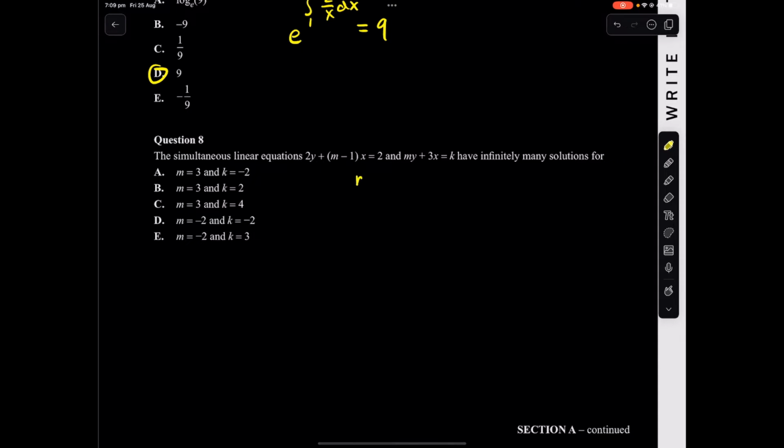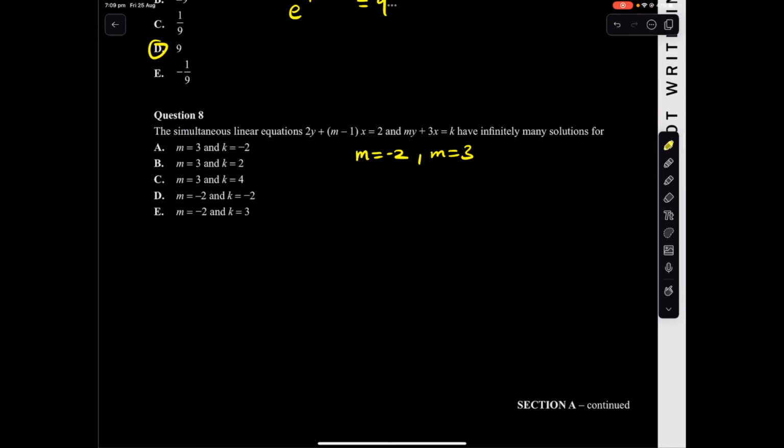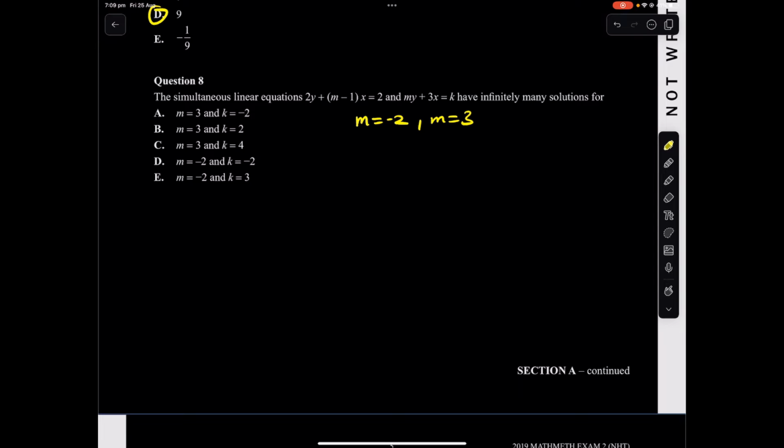And we get two values of m, and we must double check which one's right. So let's write it on our paper. So m equals 3. Now we need to double check which ones have infinitely many solutions. For infinitely many solutions, the gradient's the same and the y-intercept's the same. So let's try the first case, which is m equals -2. Let's sub into the first equation. So it'll be 2y minus 3x equals 2, which would be 2y equals 2 plus 3x, y equals 1 plus 3x on 2. That's your first one.